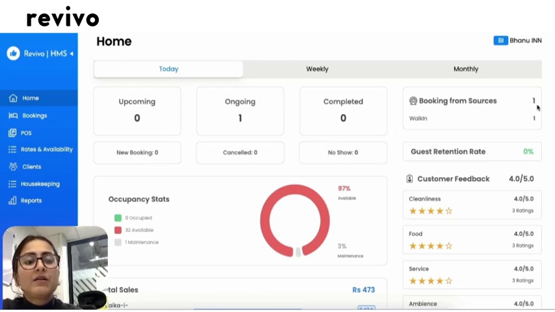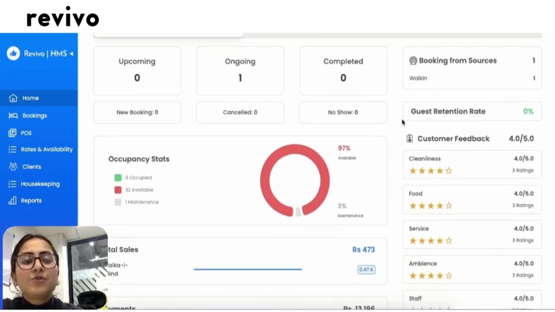From here, you can view your total number of bookings, and that too from n number of sources. Like from walk-in, how many guests have arrived, or bookings have arrived from any other OTA platforms. How many bookings have arrived, like that.